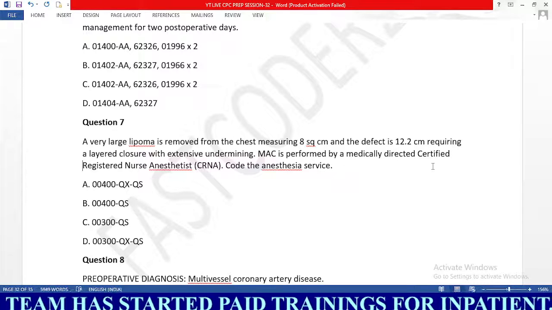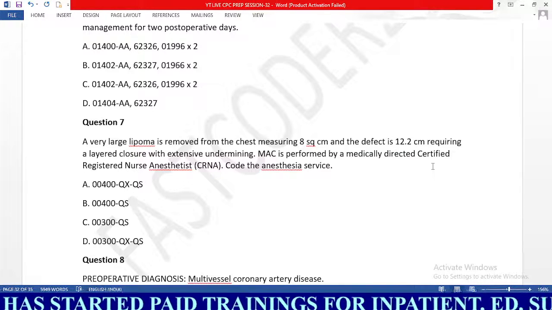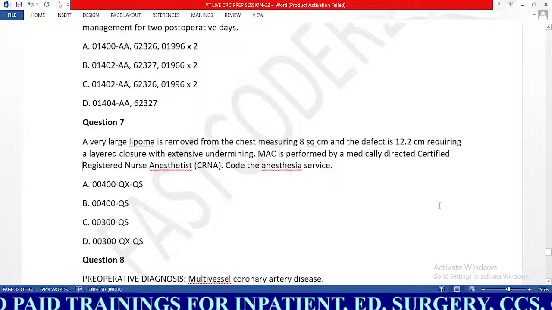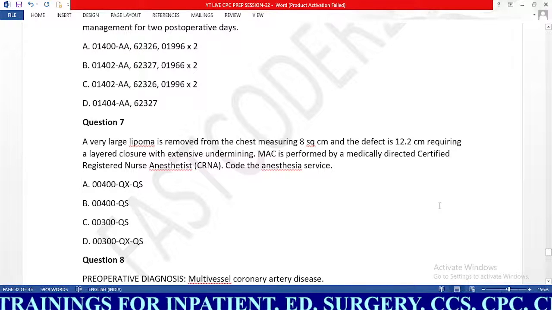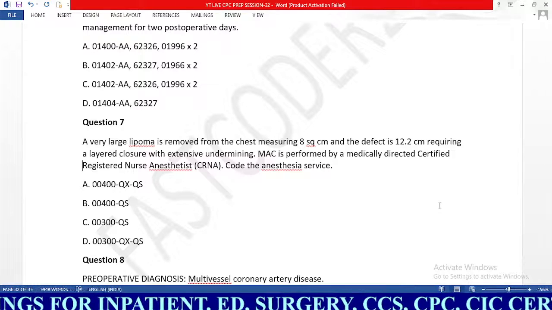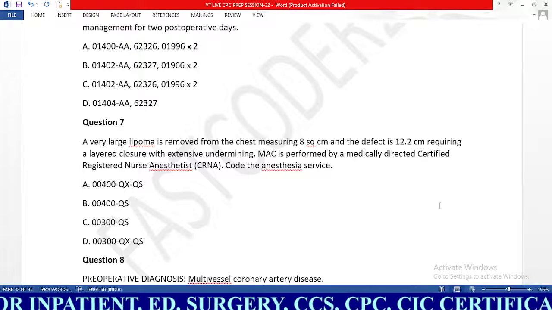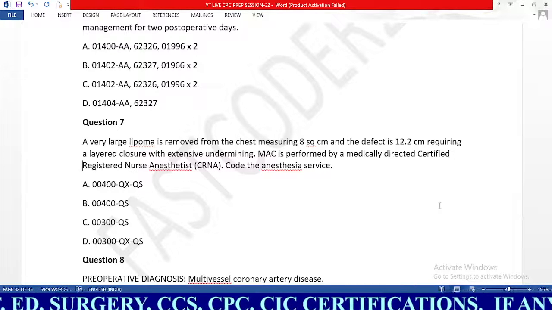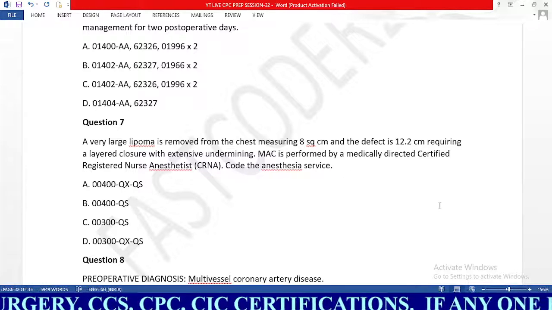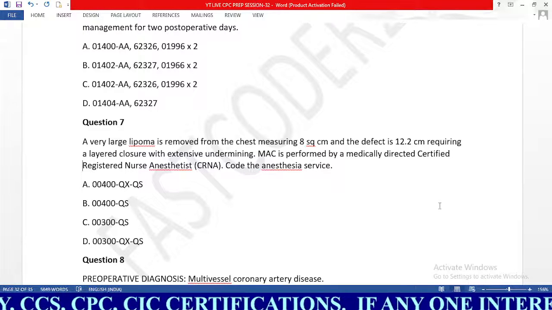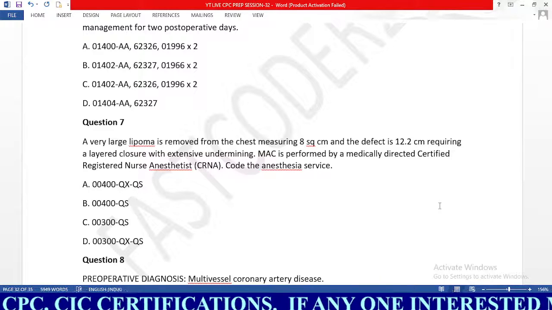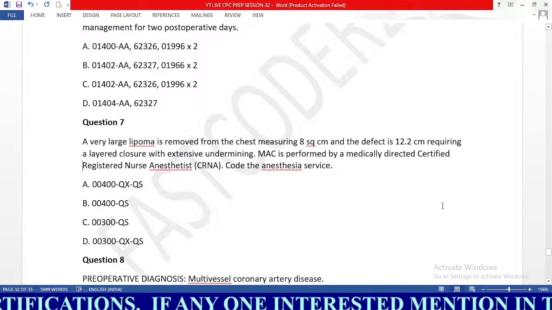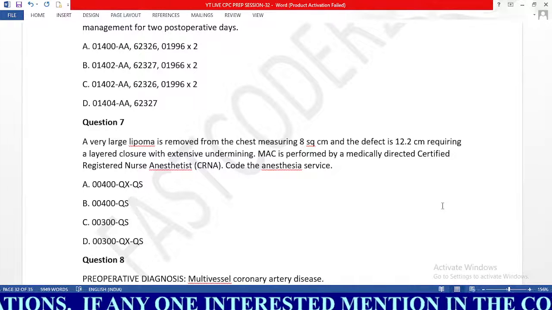Thank you, Sarika, you did well. Our answer is A. Why A? I will tell you. Basically 00400 is the correct code for removal of lymphoma from the chest. The QX modifier is for service provided by a CRNA, and the QS modifier is for monitored anesthesia care. So our answer is A, 00400 QX and QS.